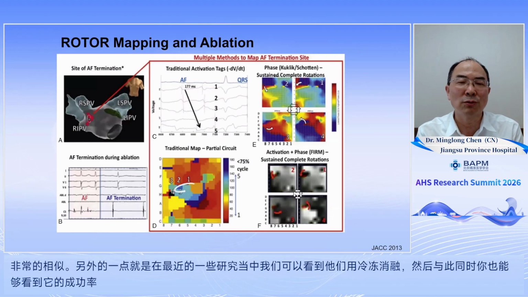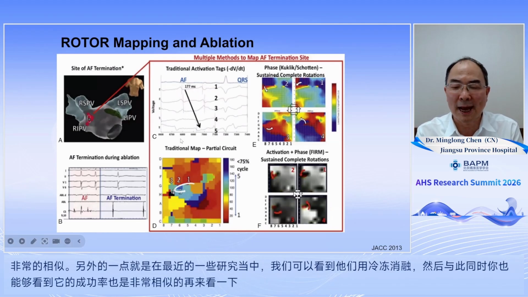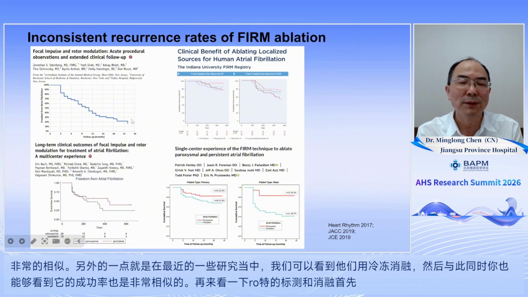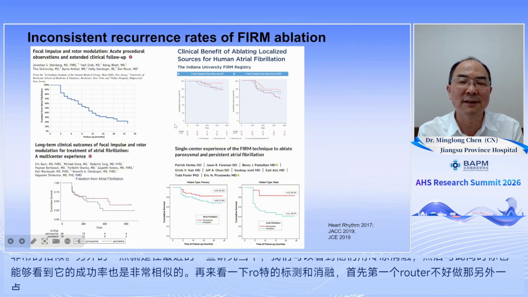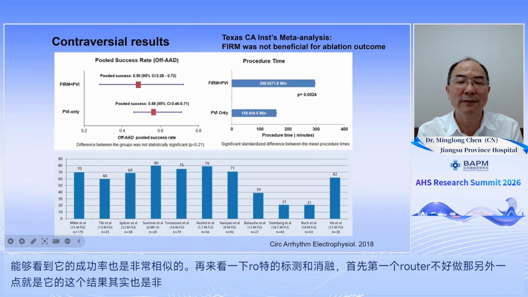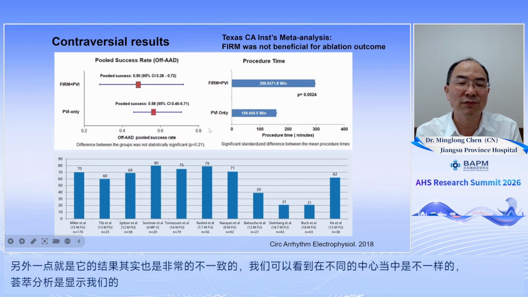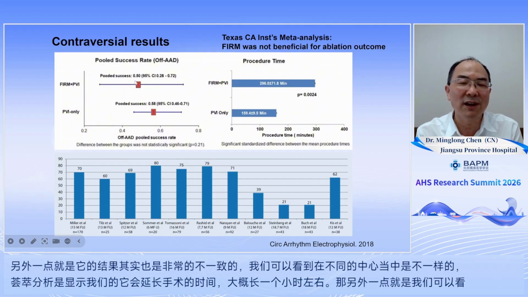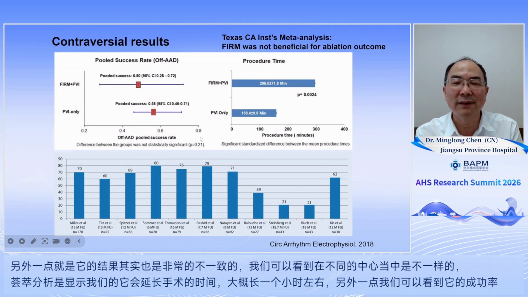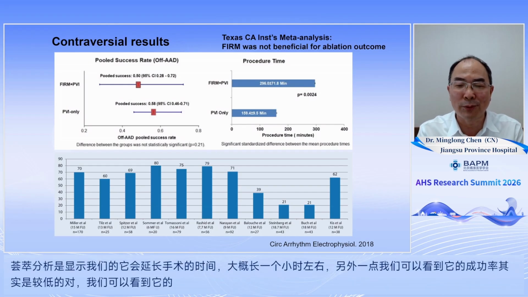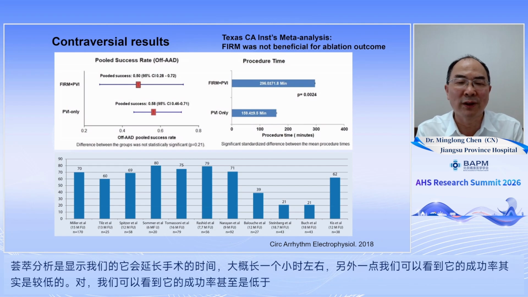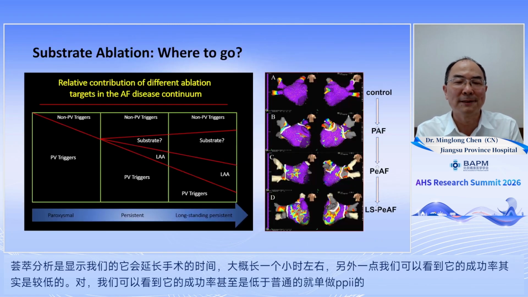Rotor mapping and ablation. First, rotor mapping is very challenging, and the result of rotor ablation is very inconsistent among the centers. The meta-analysis shows that rotor mapping and ablation prolong the procedure time by 1 hour, but you can see that the success rate was lowered. This is even lower than PV isolation only. So at that time, mapping the rotor area and the ablation tools to suppress the rotor area was very challenging. So the substrate modification, where to go?